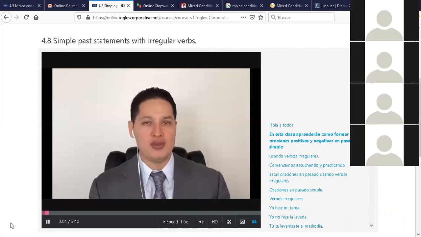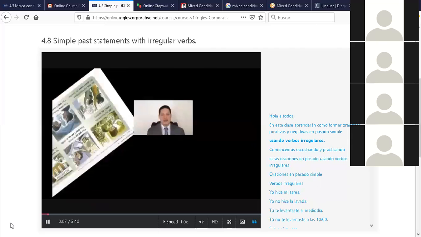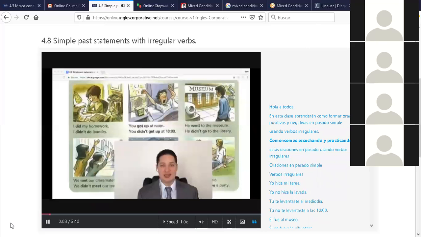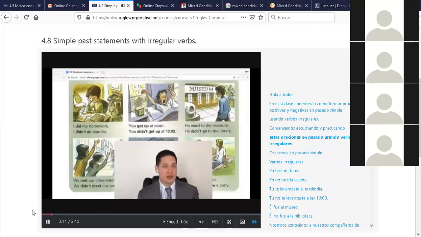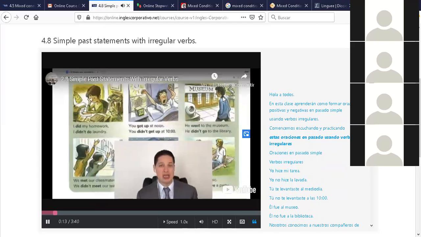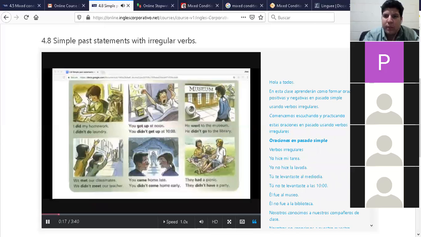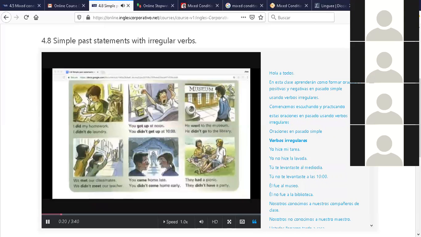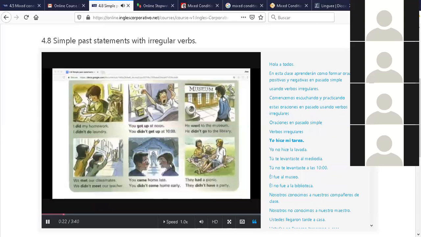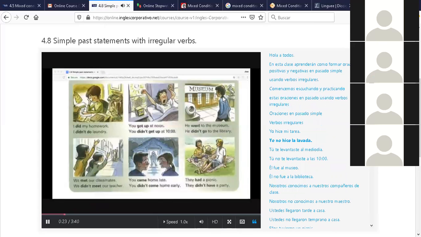Using irregular verbs. Let's get started by listening and practicing these statements in the past using irregular verbs. Simple past statements. Irregular verbs. I did my homework. I didn't do laundry.